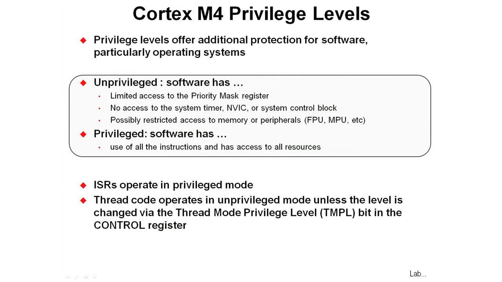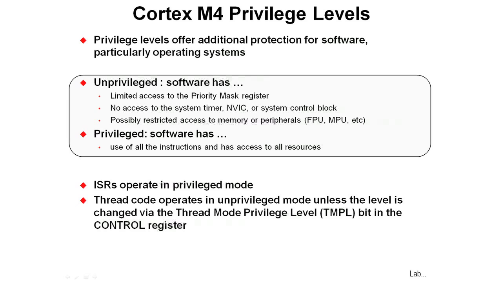The Cortex M4 has 2 different privilege levels. Those levels offer additional protection for software, particularly if you're using operating systems. In unprivileged mode, your software has limited access to the priority mask register, no access to the system timer, the NVIC, or the system control block, and possibly restricted access to memory or peripherals. Privileged software has use of all the instructions and has access to all the resources.